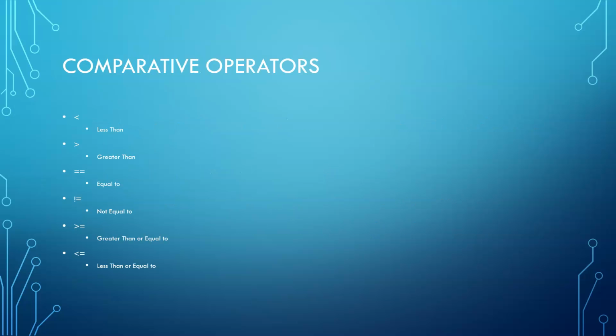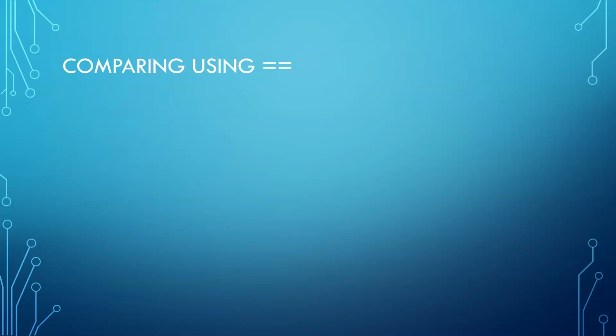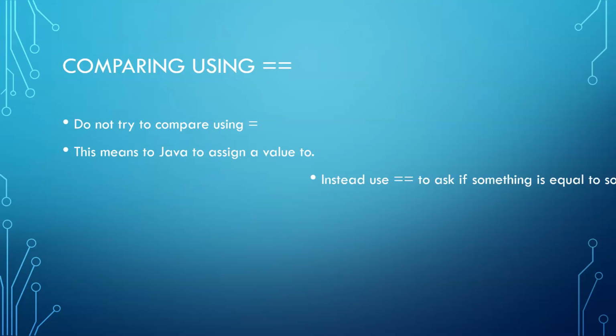When we look at our comparative operators, we've seen a lot of these already before. Less than, greater than, equal to, not equal to, greater than or equal to, or less than or equal to. Now, when we compare using equals equals, we actually want to avoid using just a single equal sign. I've already mentioned this, but when it's single equals, it's for assigning a value, not for comparing a value. In Java, a single equal sign literally means, hey, Java, assign a value to this.